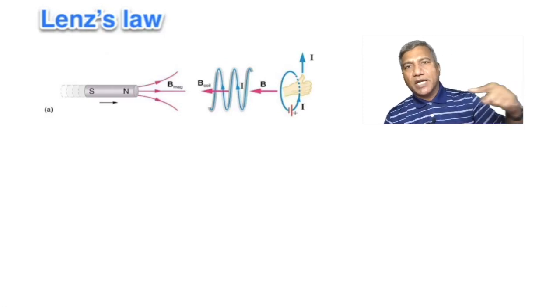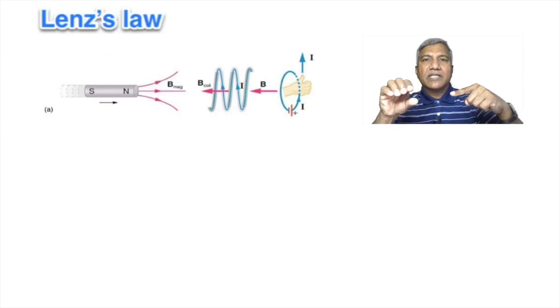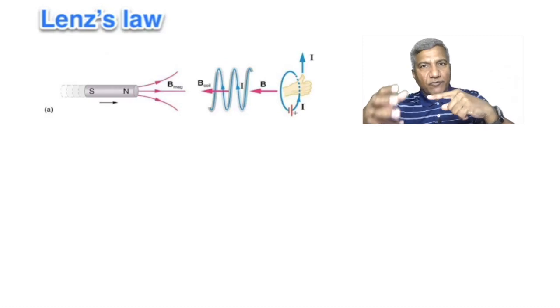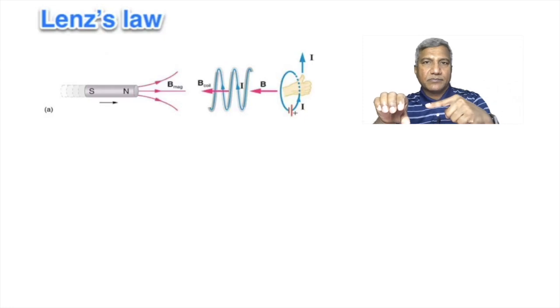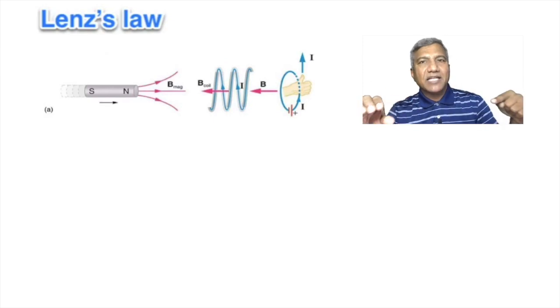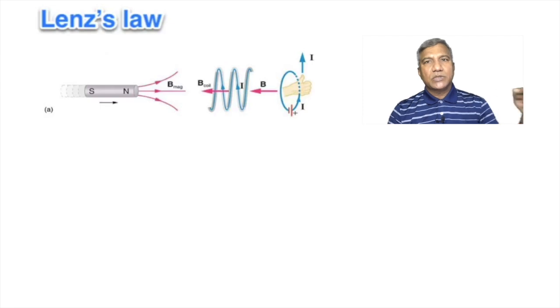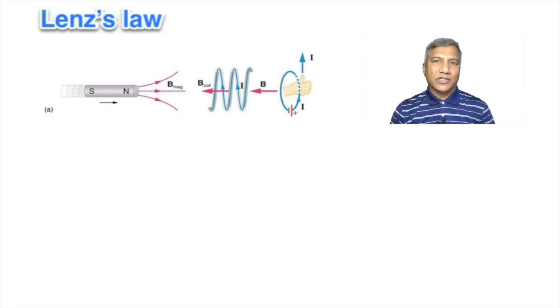So when you move the magnet towards the coil, what is happening to the magnetic field associated with the coil? Is it increasing or decreasing? Remember, the magnet is coming closer, so the magnetic field associated with the coil is increasing. And according to Lenz's law, the induced current should oppose the increase in magnetic field. That means it should set up a magnetic field opposite to the increasing magnetic field because it has to oppose it.